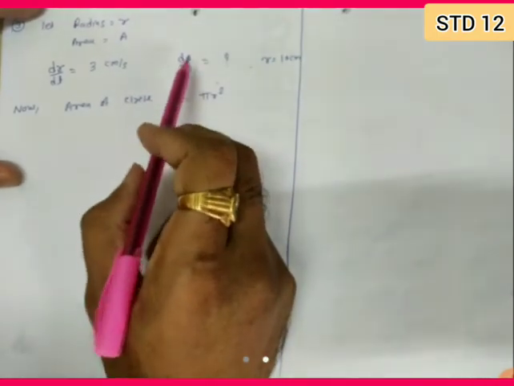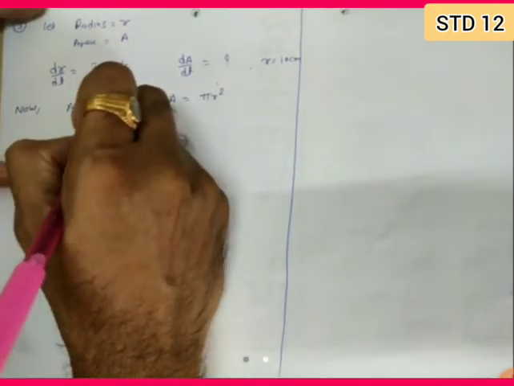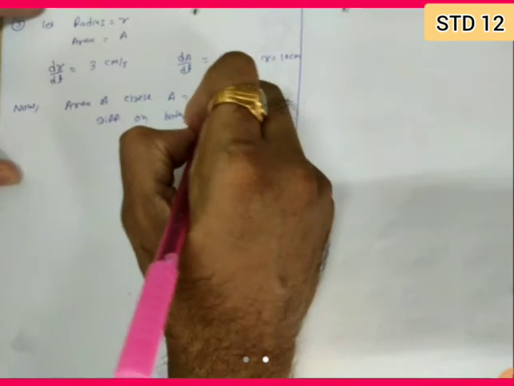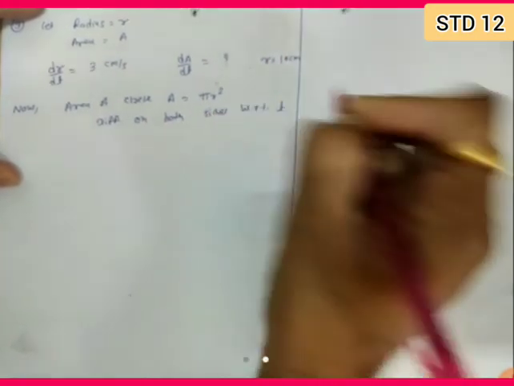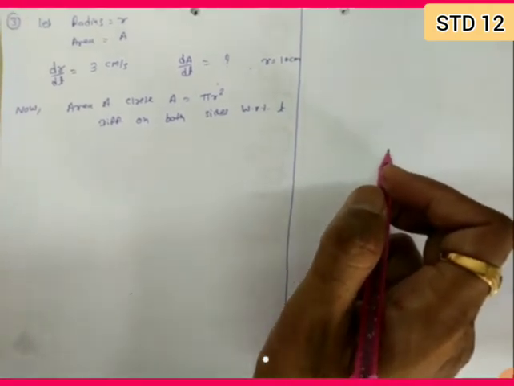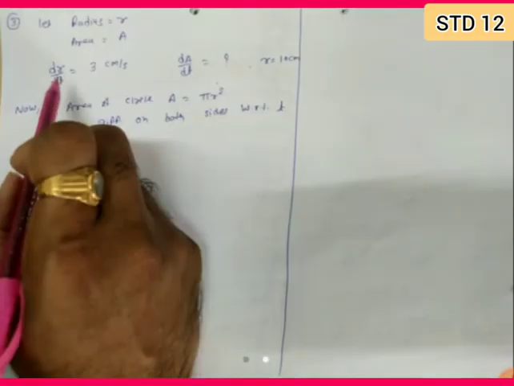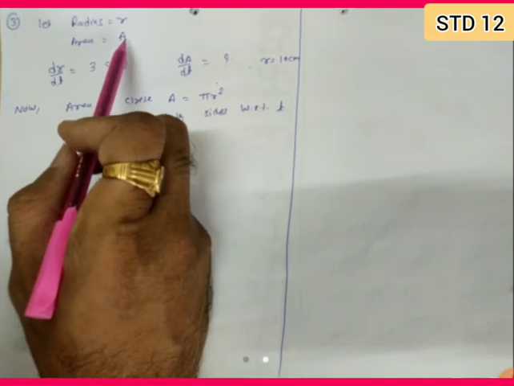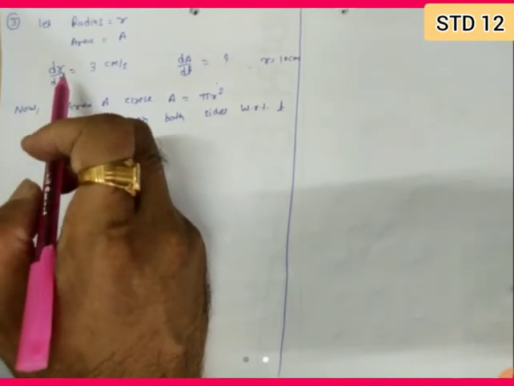We have to find the rate of change of area with respect to time. So differentiate on both sides with respect to t. There should be no confusion about why we are not taking dA by dr here. Differentiation with respect to r, why are we not taking it? Because here we are given radius is also changing with time. Area changes with the radius, but radius is also changing with the time. So here we have to apply chain rule.